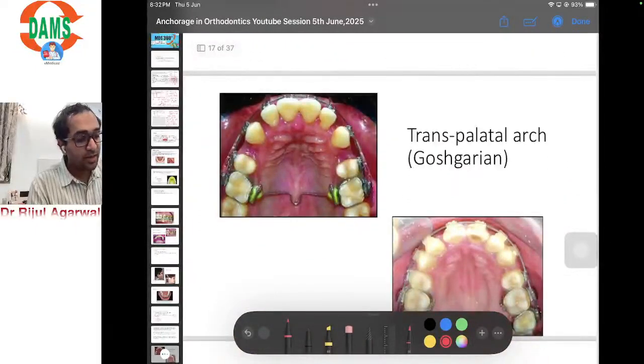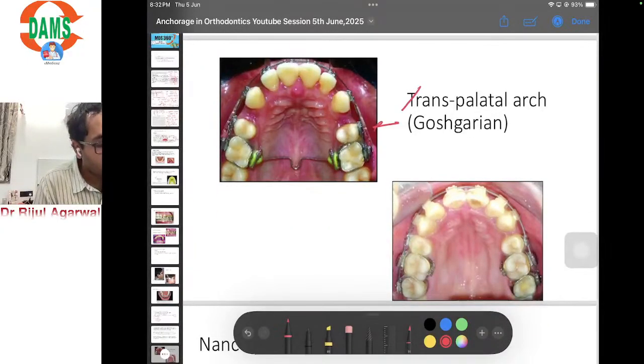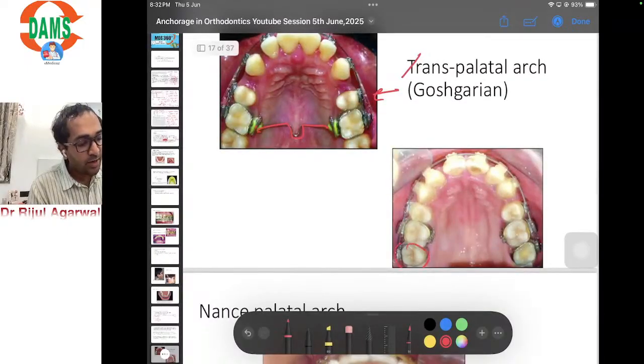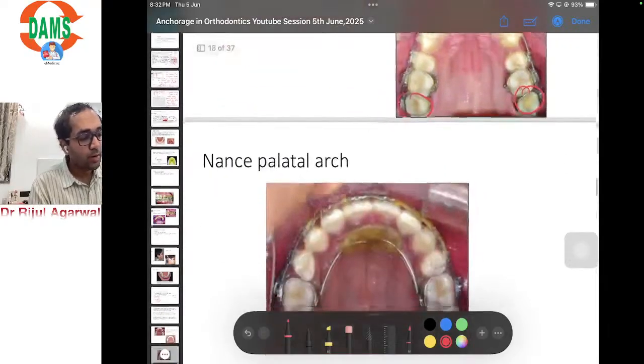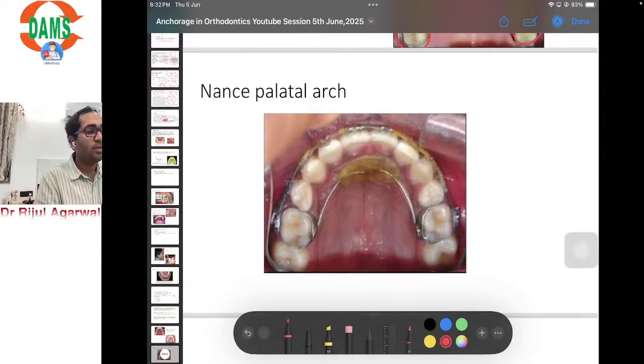As I was telling, this is an image of a transpalatal arch. It was given by Goshgarian, so it is also known as the Goshgarian arch. See, this is a wire component which is connecting one molar from one side to the other. Next, as I told, involving the second molars as well, so that our wire extends till there. Next is an image of the Nance palatal button or Nance palatal arch. It was part of an image based question in your previous exam. This is a Nance button which is made up of acrylic, taking the help of the palatal mucosa for anchorage support.